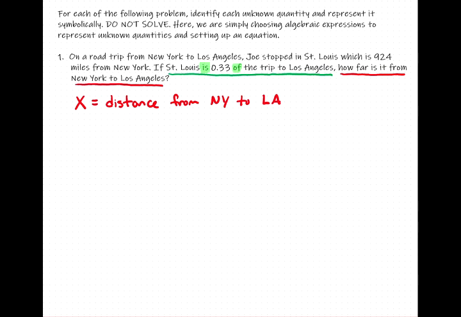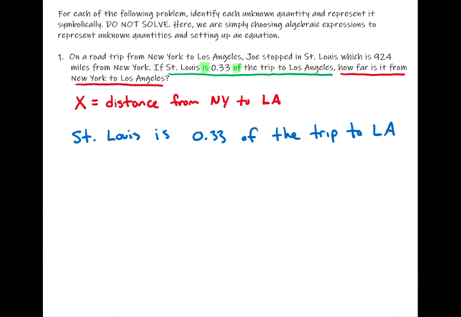Okay, so let's look at this. What I like to do is pull the important information from the problem and restate it in as few words as possible. So we could say St. Louis is 0.33 of the trip to LA.